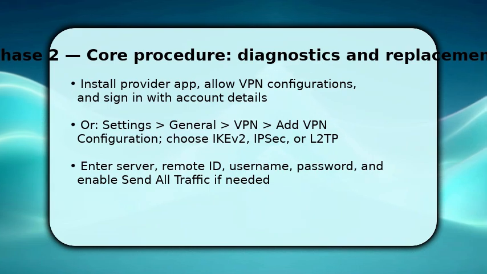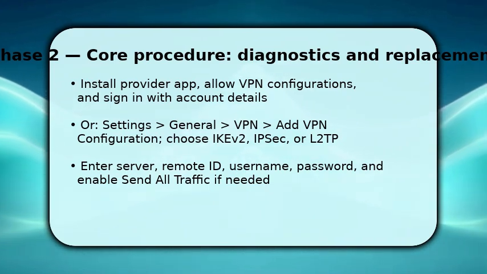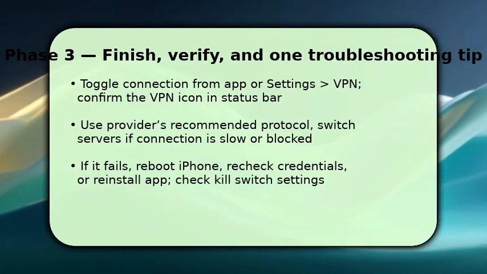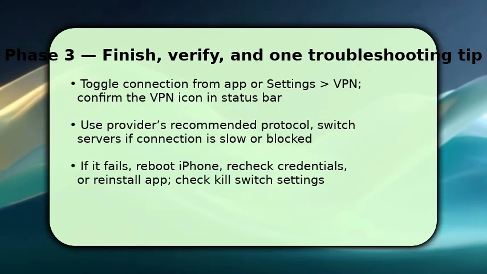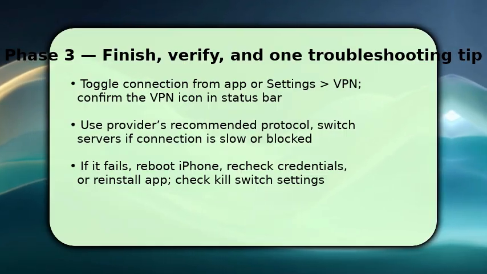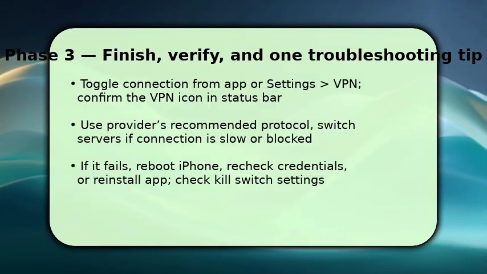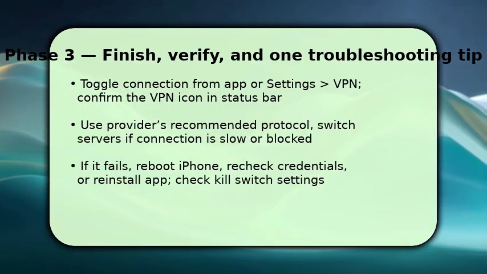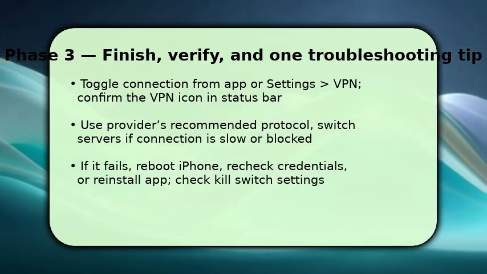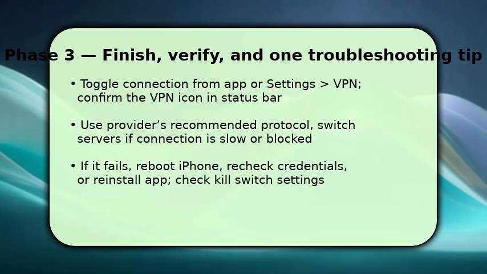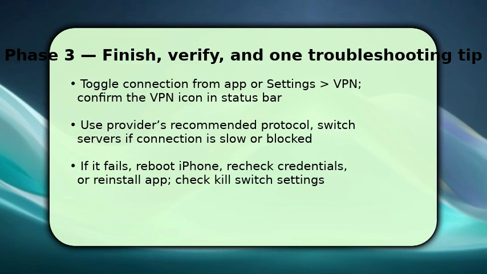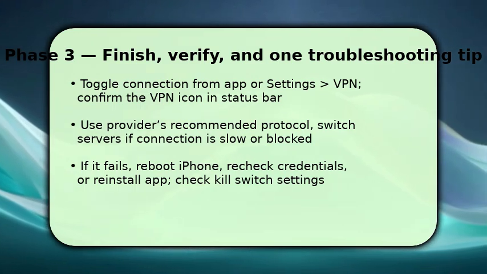You finish by connecting and verifying the VPN works. Toggle Connect in the app or open Settings VPN and switch it on. Look for the VPN icon in the status bar to confirm. If browsing is slow or sites are blocked, switch to a different server or protocol recommended by your provider. If the connection fails, reboot your iPhone, re-enter credentials exactly, and reinstall the app if needed. One key troubleshooting tip: temporarily disable captive Wi-Fi login pages and retry, because they commonly block VPN handshakes.